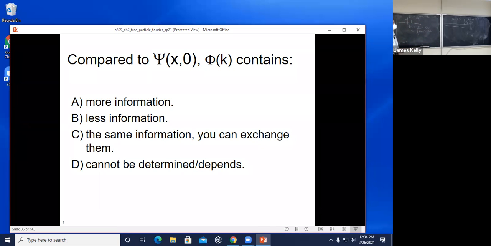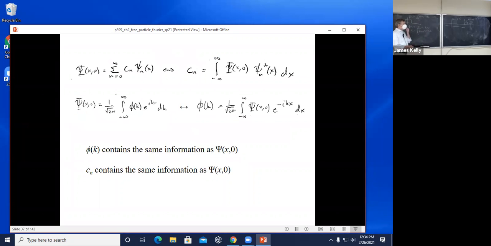The correct answer here is 3, and you can see that at a glance when you look at the formulae we just wrote down, right? Here's the formula for the relationship between psi of x and 0 and phi of k. And you can see if somebody gives you phi of k, if they tell me an explicit formula for phi of k right there, I can reconstruct psi of x and 0 by doing that integral. So phi of k contains just as much information as psi of x and 0, right? Similarly, if someone gives me psi of x and 0, I can reconstruct phi of k by the phi of k formula. So they're completely equivalent.